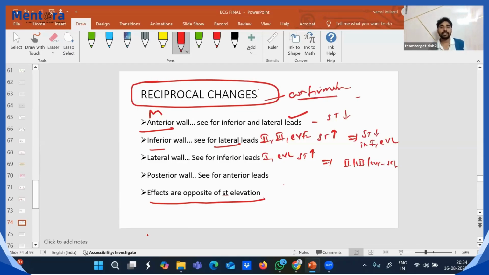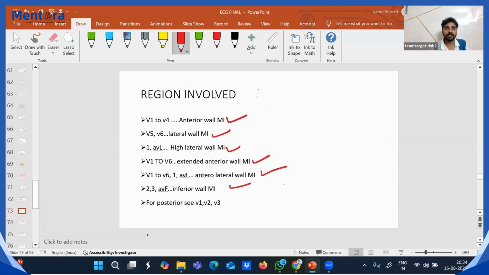So to read an ECG as MI, you have to identify it like this: it is a hyperacute ST elevated MI, involving the anterior wall with reciprocal changes in the lateral and inferior wall. These 4 points you have to say. That is a very, very important thing. That's what I mentioned in the first slide only.